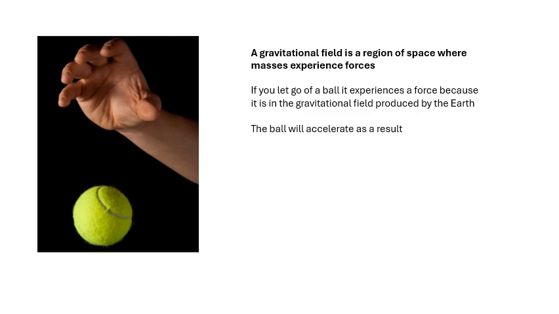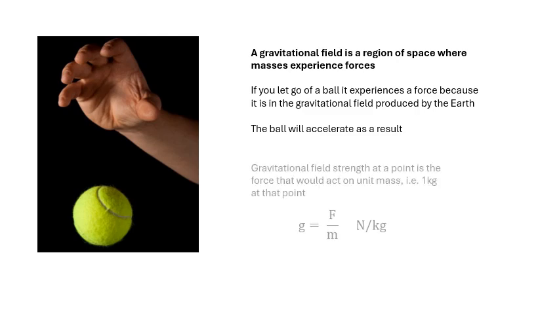Magnetic fields are a bit more tricky because there's a few things that experience forces, but with a gravitational field, if a mass is experiencing a force because it's in that field, it's a gravitational field. And if you let go of a ball, it experiences a force and it falls to the Earth, it accelerates because it's in a field.